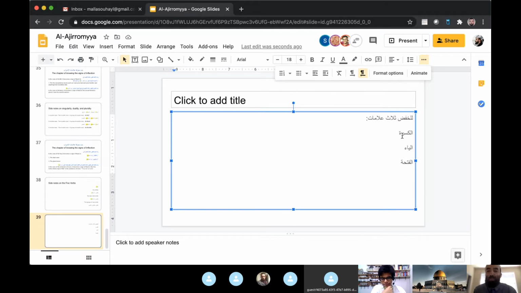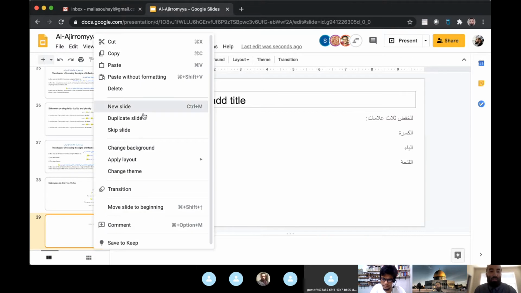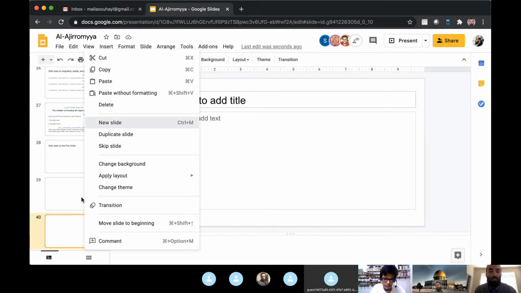Okay, so as I said, the author is saying that khafd has 3 signs: al-kasra, al-ya, al-fatha. We all know what al-kasra is, right? Al-kasra is the diacritical mark, and al-ya is the letter ya. Al-fatha is the diacritical mark, al-fatha. Now, where do these become a sign of khafd?